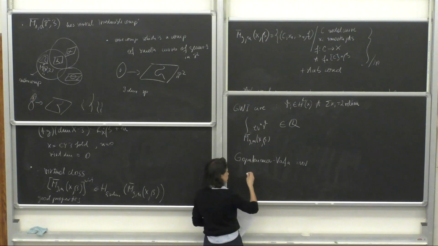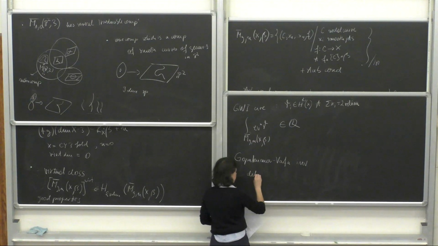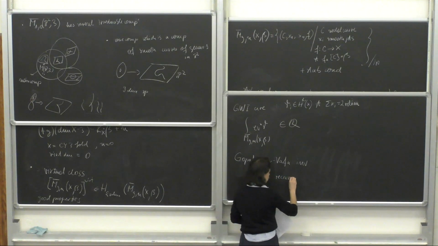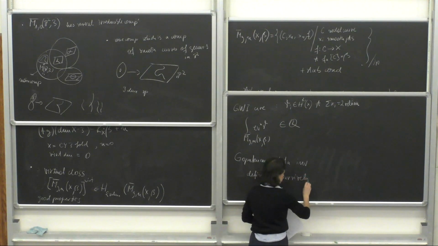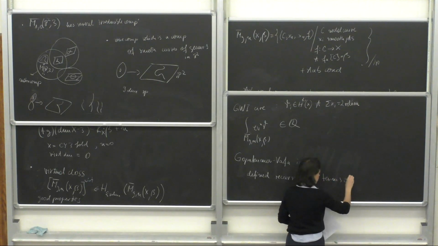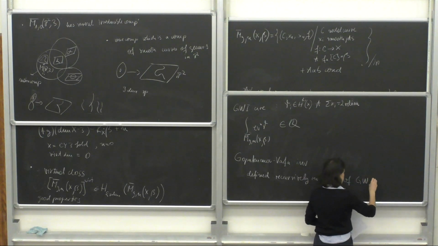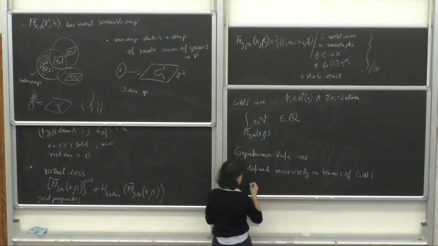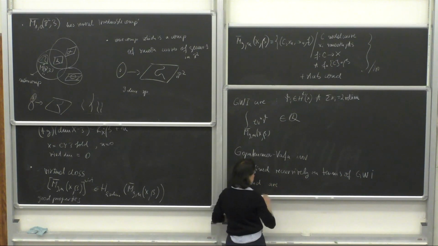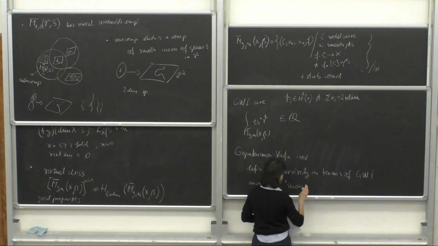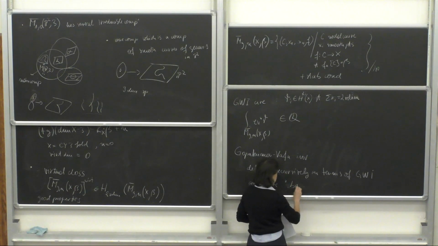Which are defined recursively in terms of Gromov-Witten invariants. And I'll write, like, more correct counts, so, like, better counts.